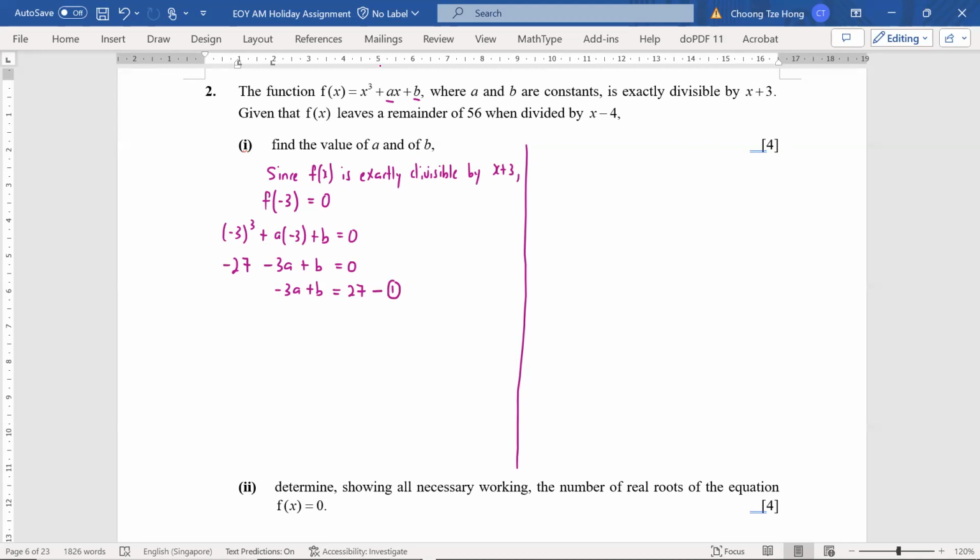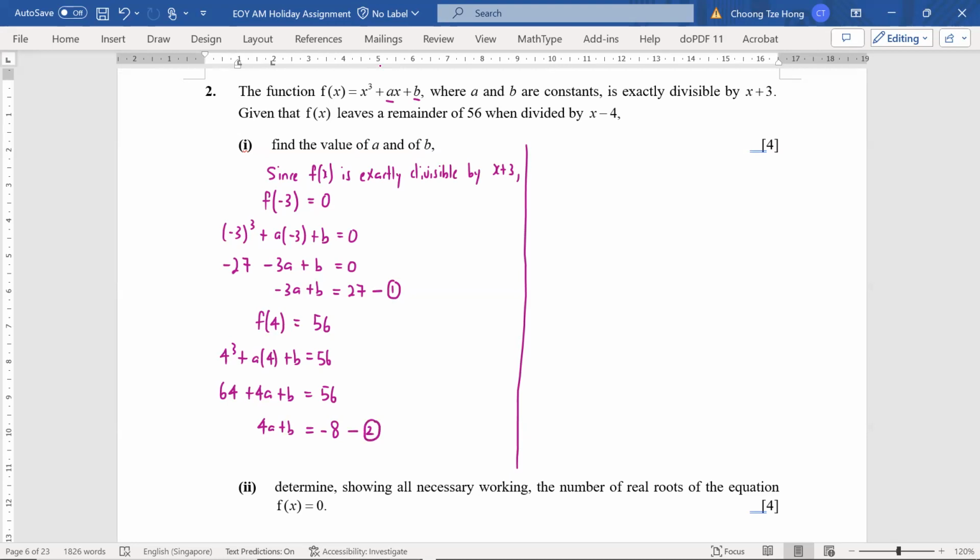In order to solve two unknowns, we need two equations. So f(x) leaves a remainder of 56 when divided by x minus 4. So this means that f(4) is equal to 56. Right? So we're going to replace the x in f(x) with 4. So 4 cubed plus a times 4 plus b equals 56. Okay, so 4 cubed is 64 plus 4a plus b equals 56. Same thing, I'm going to bring the numbers to the right side. So 56 minus 64 will give me negative 8, and this will be my equation 2.